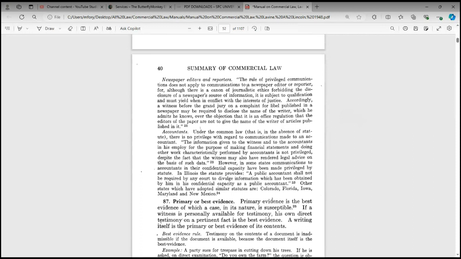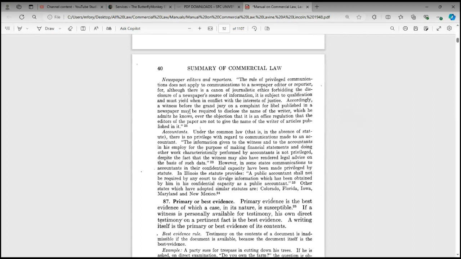Newspaper editors and reporters. The rule of privileged communications does not apply to communications of a newspaper editor or reporter, for although there is a canon of journalistic ethics forbidding the disclosure of a newspaper source of information, it is subject to qualification and must yield when in conflict with the interest of justice. And now you know why some journalists go to jail for contempt of court and stuff.